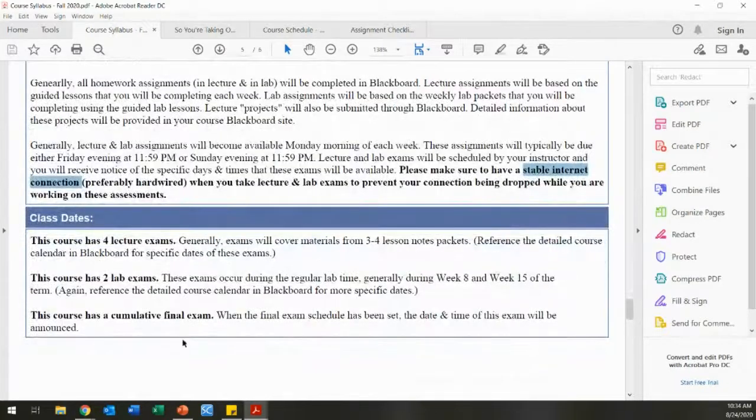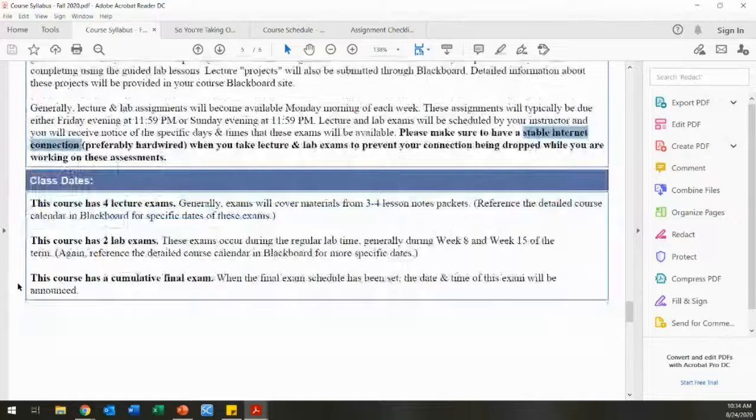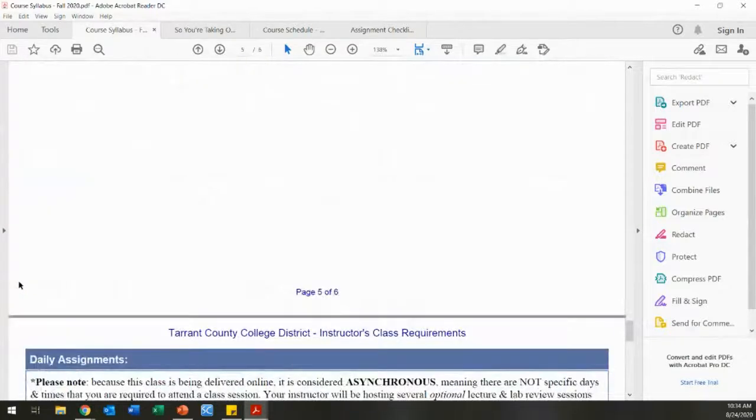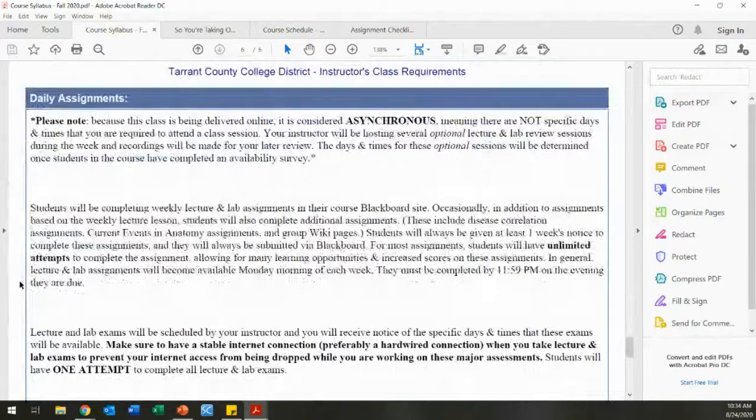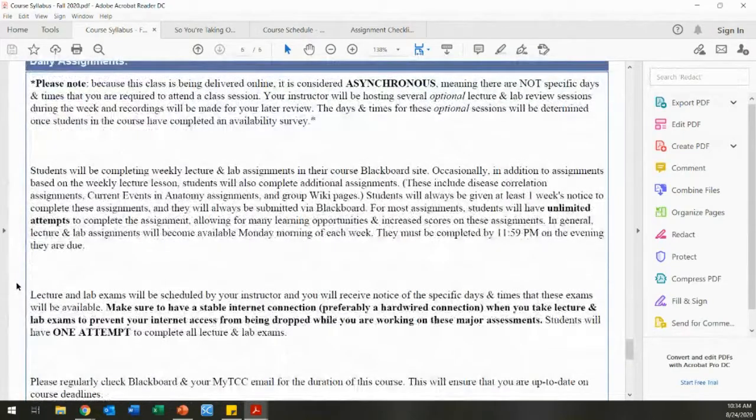Course dates, I'm going to show you a calendar, so this isn't super helpful for you. I think that is it, and then just some information about the exams on here, or the assignments and the exams.